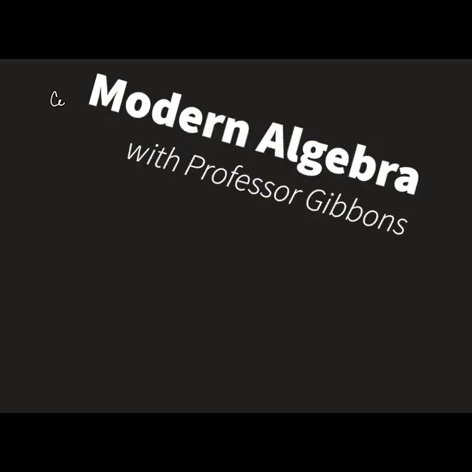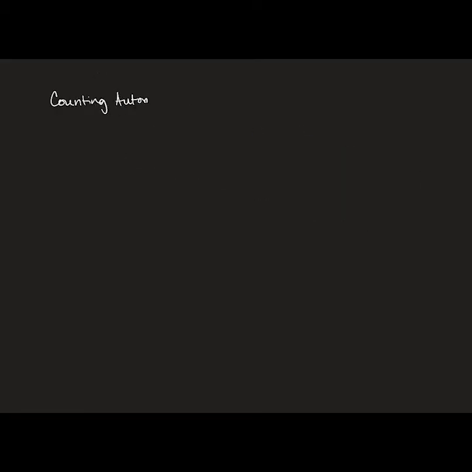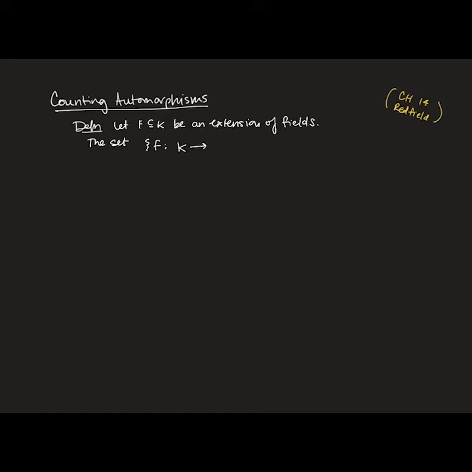Hello, we are going to talk about modern algebra today, and we're going to talk about counting automorphisms. So last time we talked about automorphisms that fix the base field, and this time we're going to figure out how many there are given an extension of fields. So if we have an extension of fields, F contained in K, the set of all possible automorphisms from K to K that fix the base field F is called the Galois group.